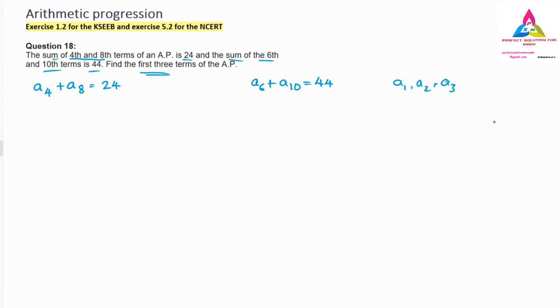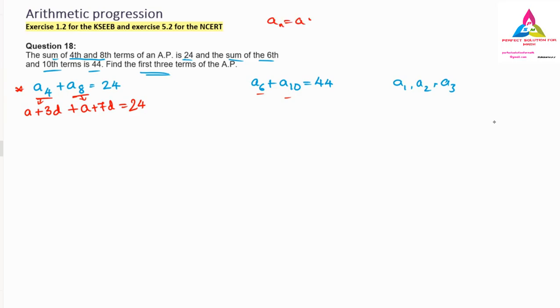So how to solve this? A problem like this will come. First we consider what is given: a4 plus a8, and then a6 plus a10, so there are two things to consider. First we consider this one. What is a4? Simplify: a4 is a plus 3d. Similarly a8 can be written as a plus 7d, which is equal to 24. I have written a4 in terms of a plus 3d and a8 as a plus 7d. This is nothing but a formula.